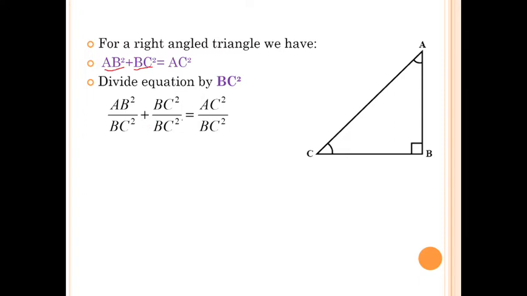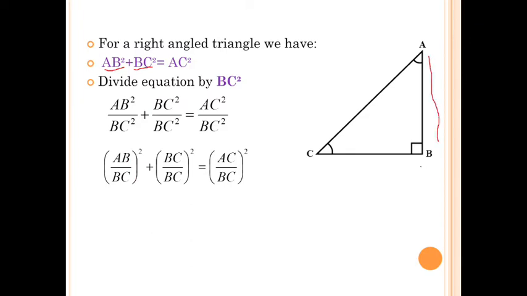So first one, AB by BC. What is AB by BC? AB is the adjacent side and BC is the opposite side. So what is that? Cot, right? Adjacent side by opposite side is always cot. Next, BC by BC. Numerator and denominator cancel. And the third one, AC by BC. What is AC? AC is the hypotenuse. Then BC is the opposite side. Hypotenuse by opposite side is cosec. So this is cosec.